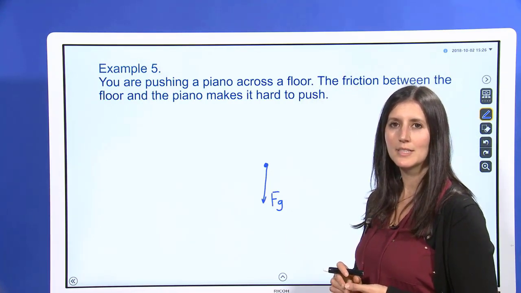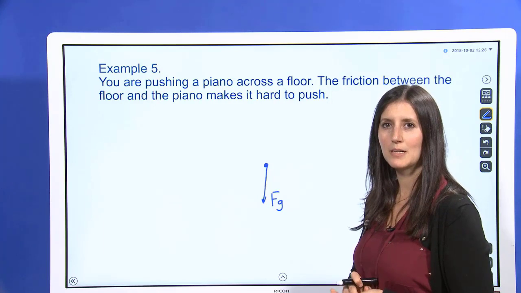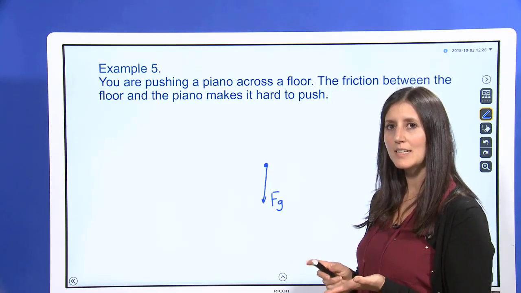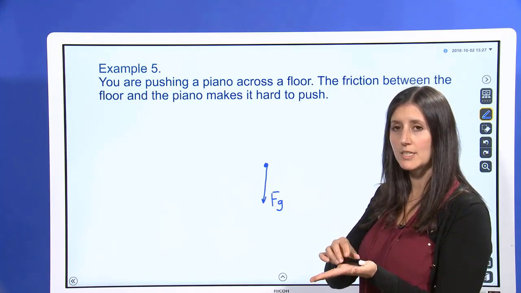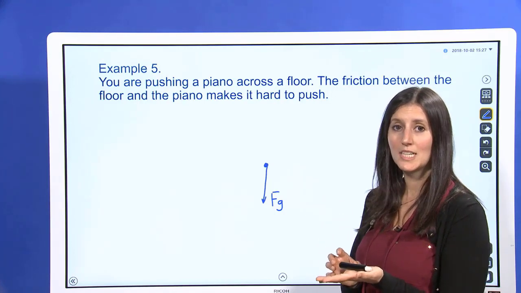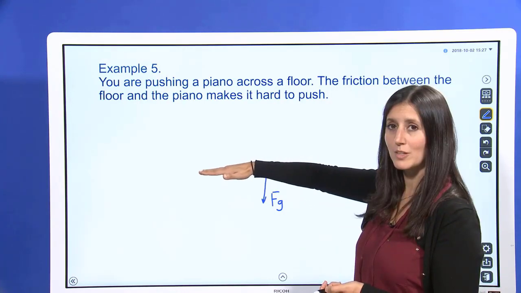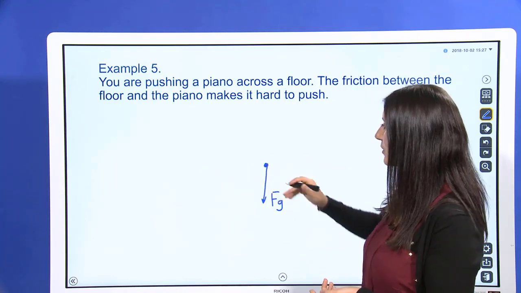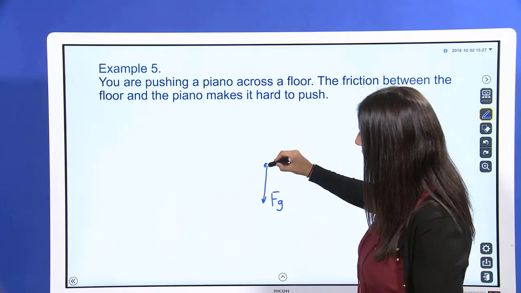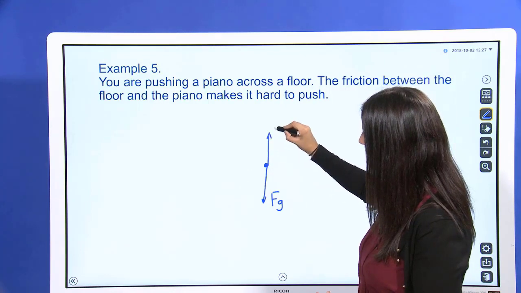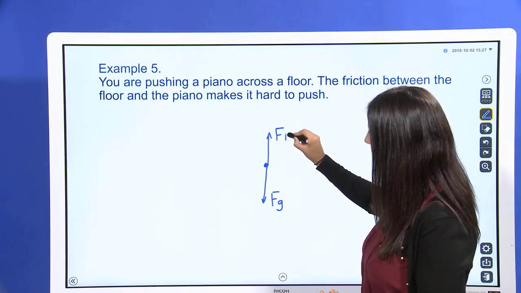Okay, so the second force that we talked about, I believe, was the normal force. That's if the object is in contact with the surface, which it is. The piano is on the floor. We're assuming the floor is horizontal, so the normal force would be perpendicular to that, holding the piano up. So it would look like this, the normal force.